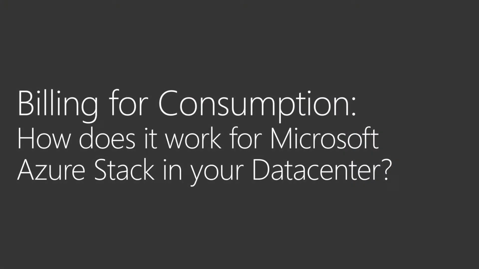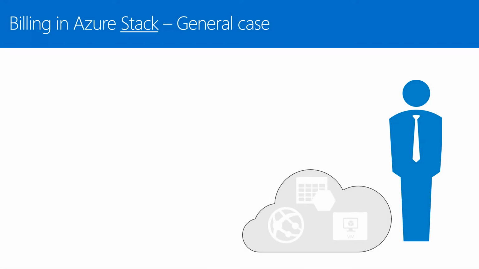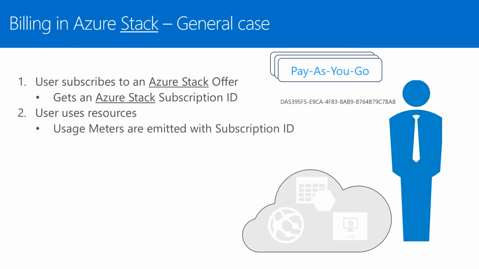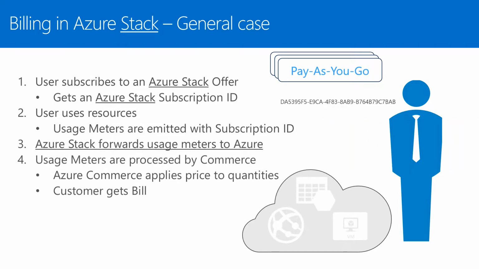So how does this process work for Azure Stack? These points here will be familiar, as it's the same for end customers with an additional step for Azure Stack, and the key differences are underlined. So a user subscribes to an Azure Stack offer and gets an Azure Stack subscription ID. Azure Stack logs the consumption and the meters are tagged with the Azure Stack subscription ID. Azure Stack forwards these usage meters to Azure, and then as before the meters are processed by Azure Commerce and the customer gets the bill.